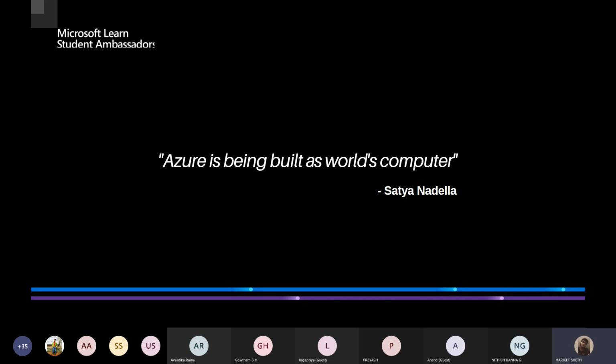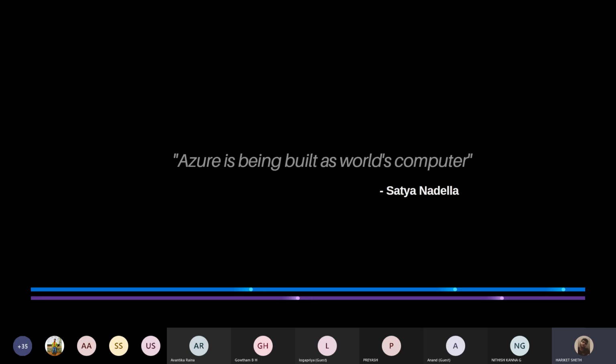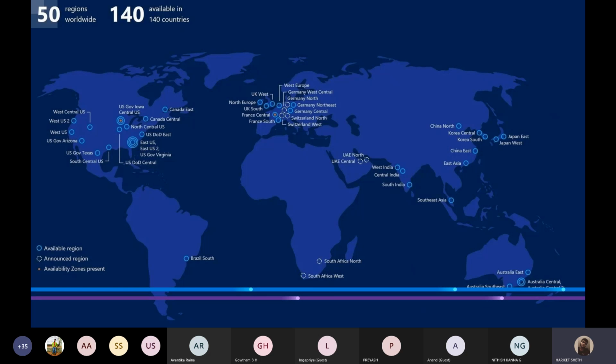And yes, Satya Nadella, the chief executive officer of Microsoft, terms Azure as being built as the world's computer. And this is what geo distribution means: you have 40 data centers available across a lot of countries. It's scaling to a lot more countries.